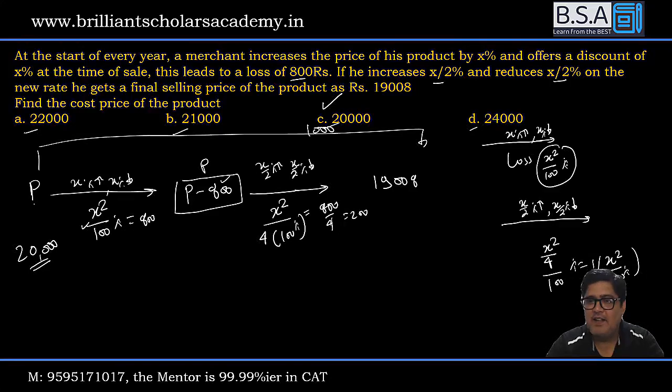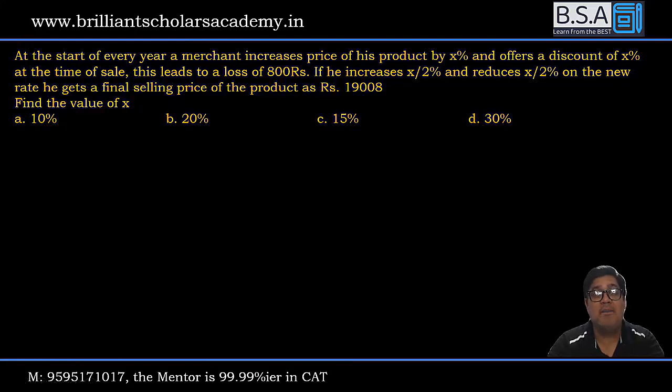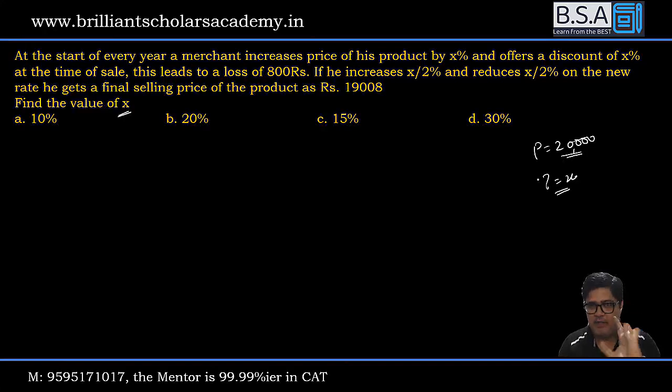Now listen, you could not have solved the next question if you had not found P first. If you could not have found P, this question would not work for you. Now you know the whole thing is the same. The only thing is to find the value of X. I have found out for you that P is 20,000, the original price. So you find out the value of X. I am not helping you with this. You have 2 minutes. Go on, try.